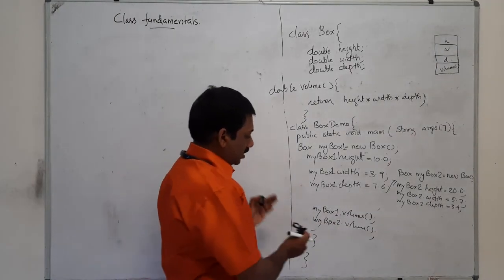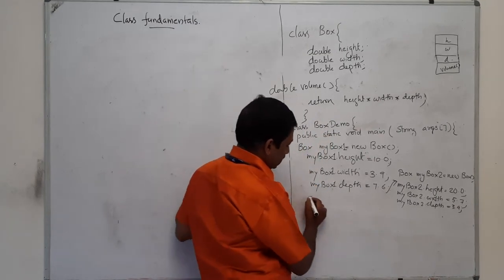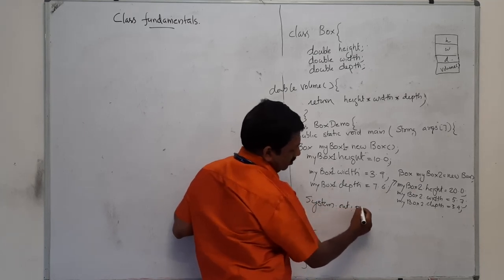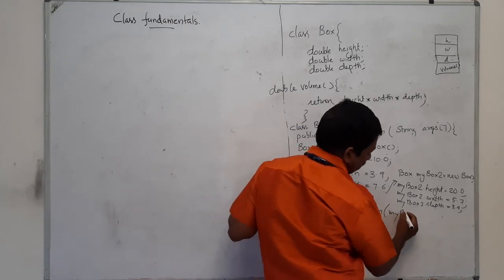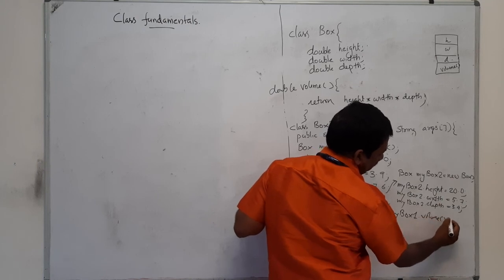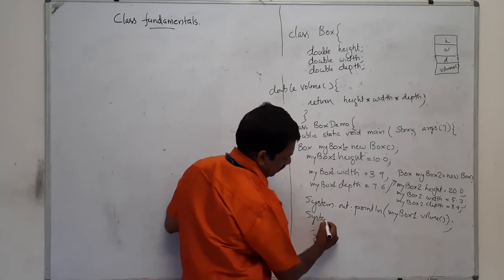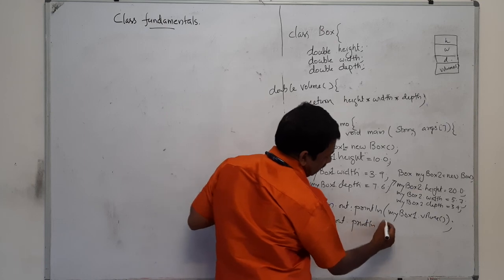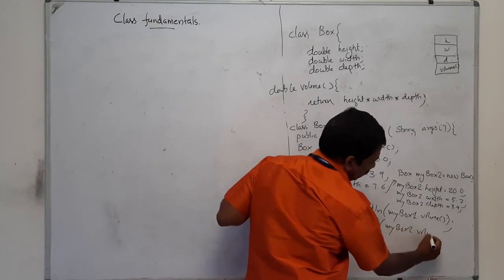That means here instead of this you can have a statement like System.out.println within brackets my box 1 dot volume, and System.out.println my box 2 dot volume.